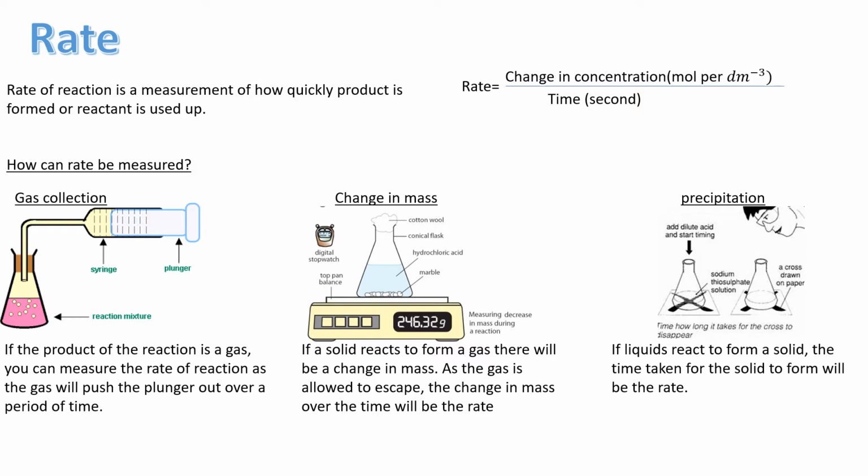The last thing I want to talk about is precipitation. If a liquid reacts to form a solid, the time taken for the solid to form will be the rate. In this example, we can see the X disappearing as the precipitate blocks the view of the X. The equation for rate is concentration change in mol per decimeter cubed over time in seconds.